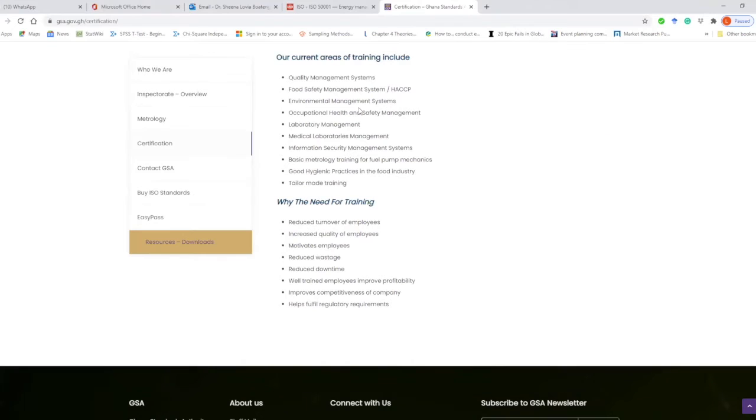Food safety management is ISO 22,000. Good. Environmental management is which one? ISO 14,001. Awesome. And then occupational health and safety: 45,001. I always said 45,001. Awesome. Right? So you get it now.